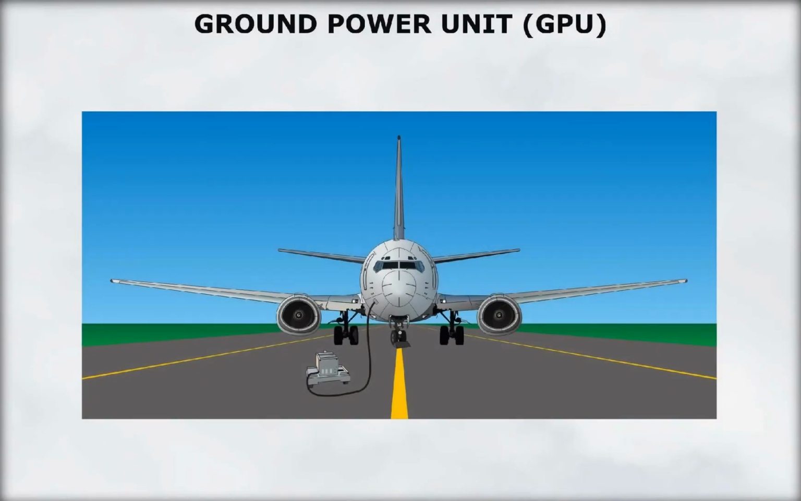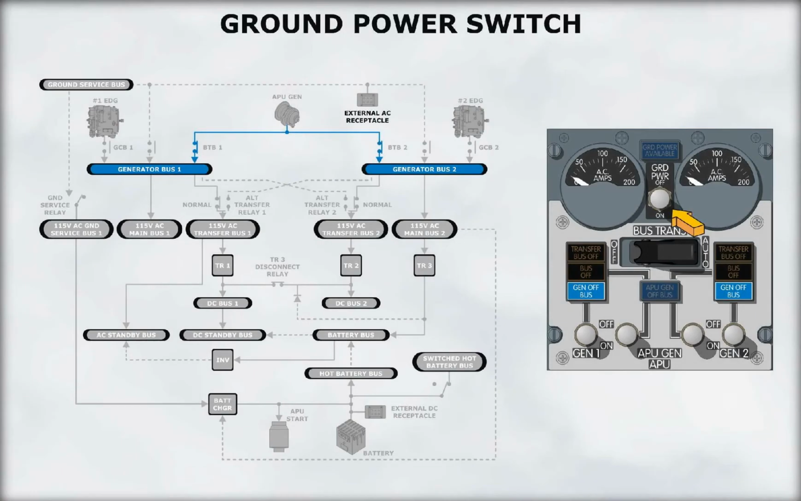The generator buses can also be powered by an external electrical power card, or GPU. The ground power switch is a 3-position switch: on, off, and spring-loaded to the center neutral position. It controls the ground power relays and enables an external electrical power card to power the generator buses.